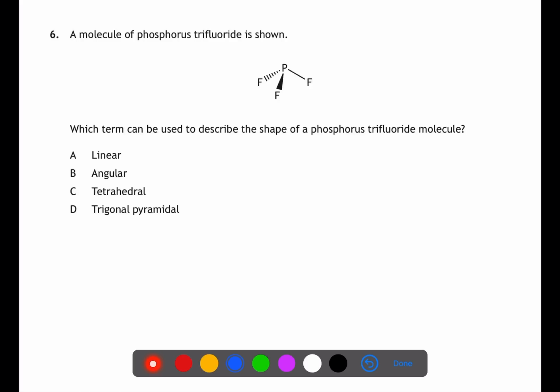Which term can be used to describe the shape of a phosphorus trifluoride molecule? So the options we have are linear, which would be in a straight line, angular, which would be a bent line, tetrahedral, which would be with 4 different parts attached, or trigonal pyramidal, which is what we have here. It looks like a pyramid.